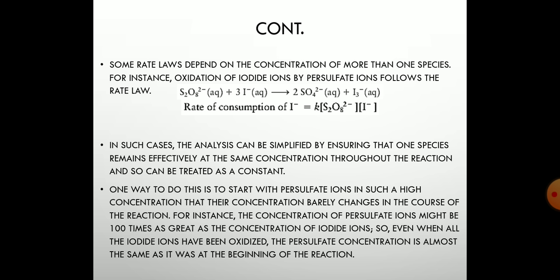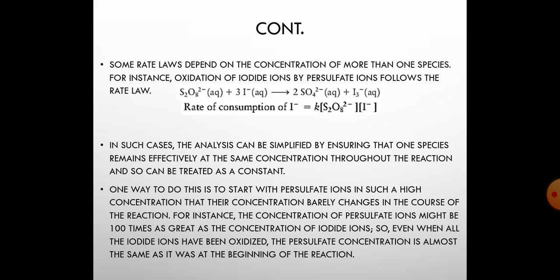Then some rate laws depend on the concentration of more than one species. For instance, oxidation of iodide ions by persulfate ions follows the rate law. The rate of consumption of iodide ions is mentioned here. In such cases, the analysis can be simplified by ensuring that one species remains effectively at the same concentration throughout the reaction, so it can be treated as a constant. One way to do this is to start with persulfate ions in such a high concentration that their concentration barely changes in the course of the reaction.